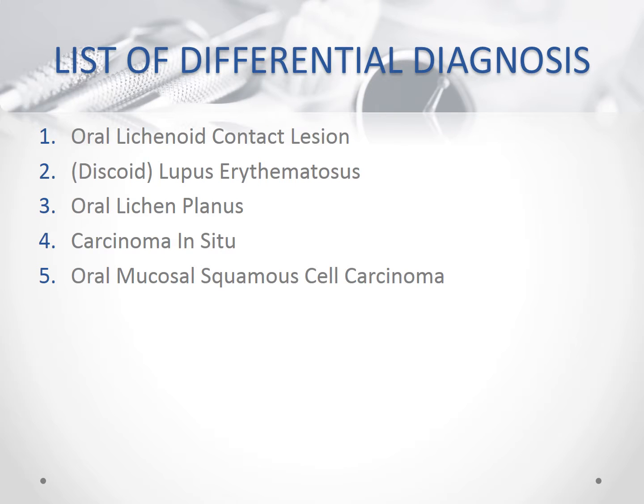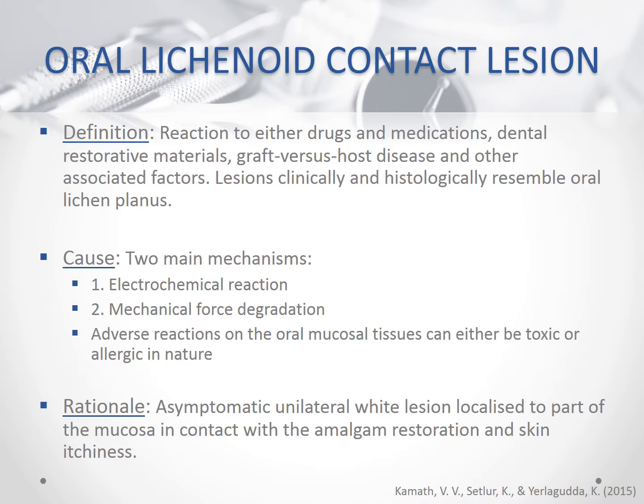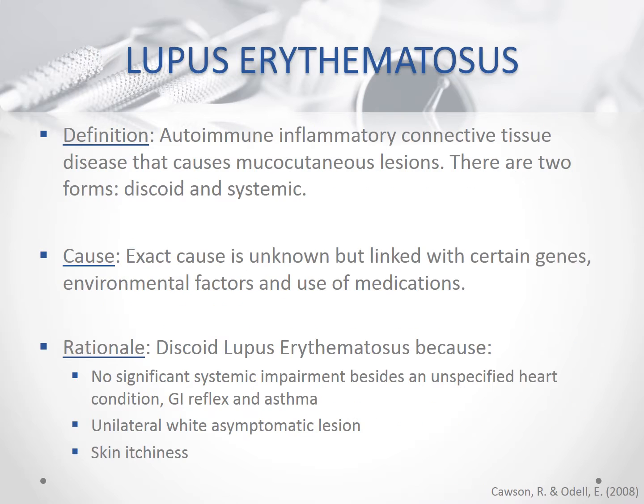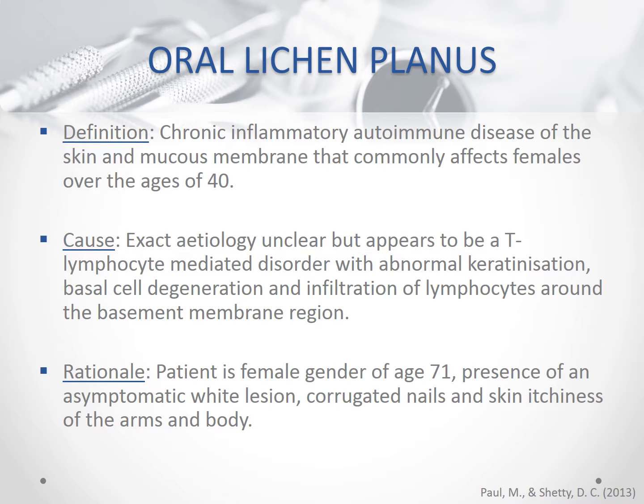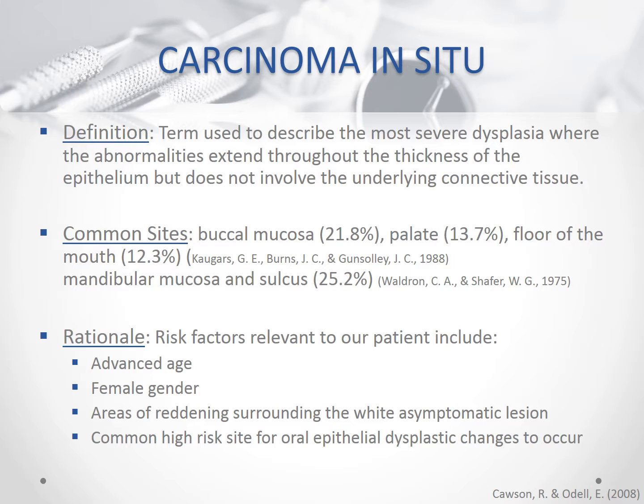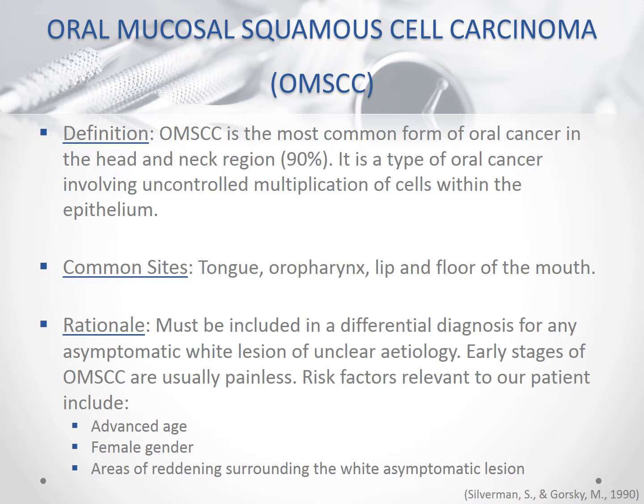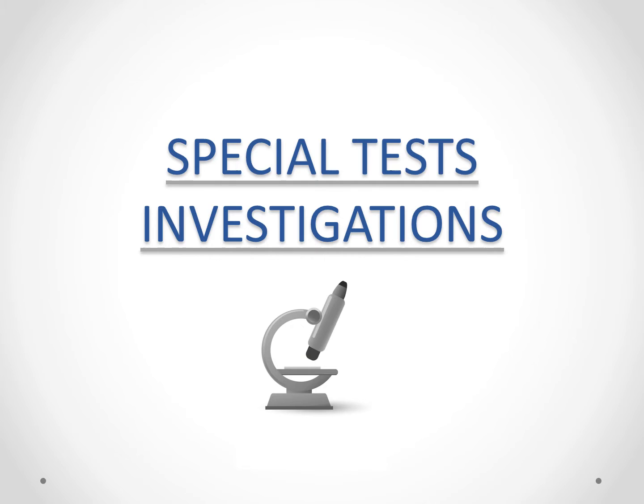Thanks, Harrison. As mentioned previously, the significant findings of Mrs. HC, which may be an oral lichenoid lesion, is a reaction to either drugs or dental restorative materials such as amalgam, graft. Lupus erythematosus is an autoimmune inflammatory connective tissue disease that commonly affects the skin. Oral lichen planus is a common chronic inflammatory autoimmune disease of the skin and mucous membranes. Carcinoma in situ is a term used to describe the most severe dysplasia where the abnormality. Oral mucosal squamous cell carcinoma is a differential diagnosis that must be included for any.